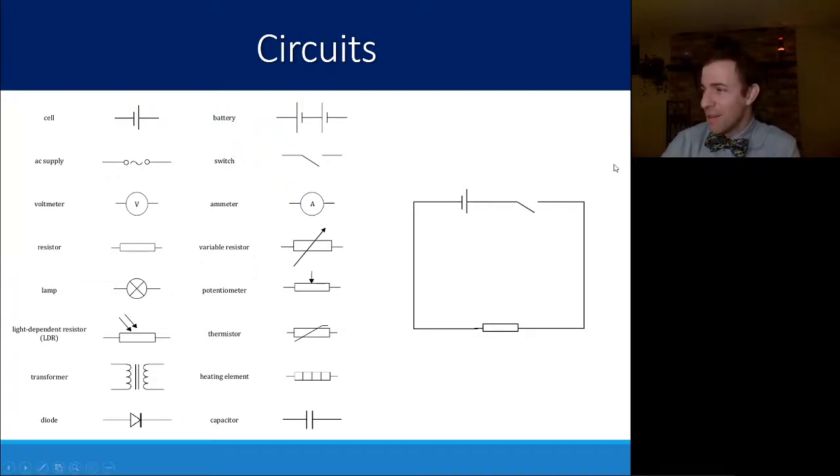It has a cell, a power supply, giving us a potential difference of voltage. It has a wire, a conductor here that allows current to flow, and it has some sort of resistance provided by this resistor here. If I close this switch, I can make some charges flow.